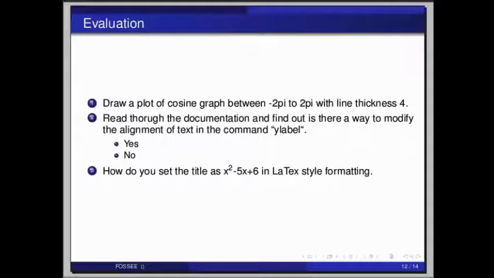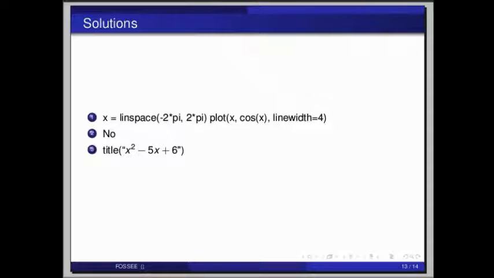First one, draw a plot of the cosine graph between -2pi and 2pi with line thickness 4. Second one, read through the documentation and find out: is there a way to modify the alignment of text in the command ylabel? Yes or no are the options. And the final question, how do you set the title as x square minus 5x plus 6 in LaTeX style formatting? Now the answers.